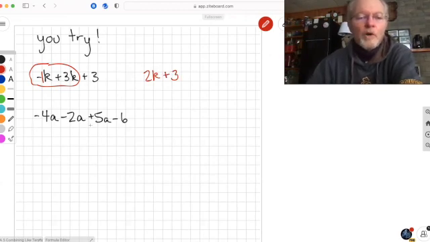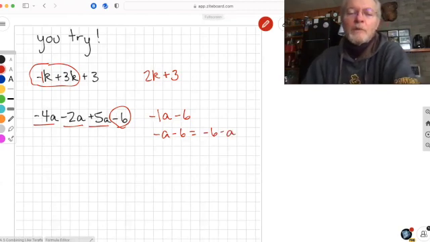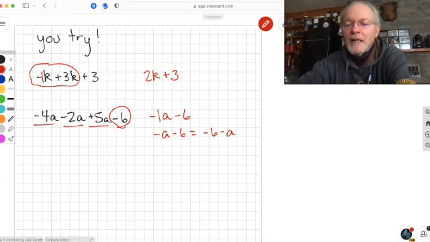The last one has a 4-term expression. It has 3 like terms, negative 4a, minus 2a, which together would be minus 6a, plus 5a. All 3 of these can be combined, and we would end up with negative 1a, and then our constant term minus 6. Oftentimes you would not see this 1. You would see it written negative a minus 6. It would also be equivalent to write negative 6 minus a. These are equivalent expressions. Okay, that's combining like terms.